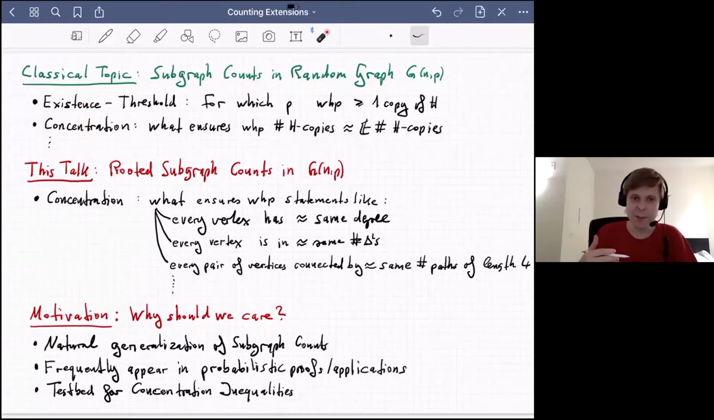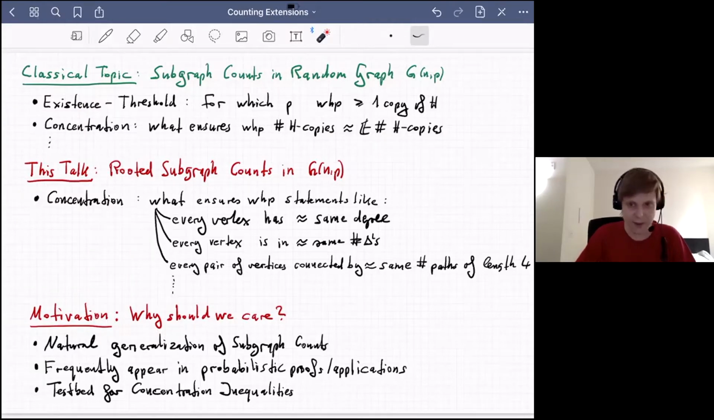So these are very well understood questions. And over time, people have asked more and more interesting questions, like what is the distribution of the number of copies of H? Or what can we say about the probability that your random graph has too few or too many copies of some given graph H? What is the probability of that?